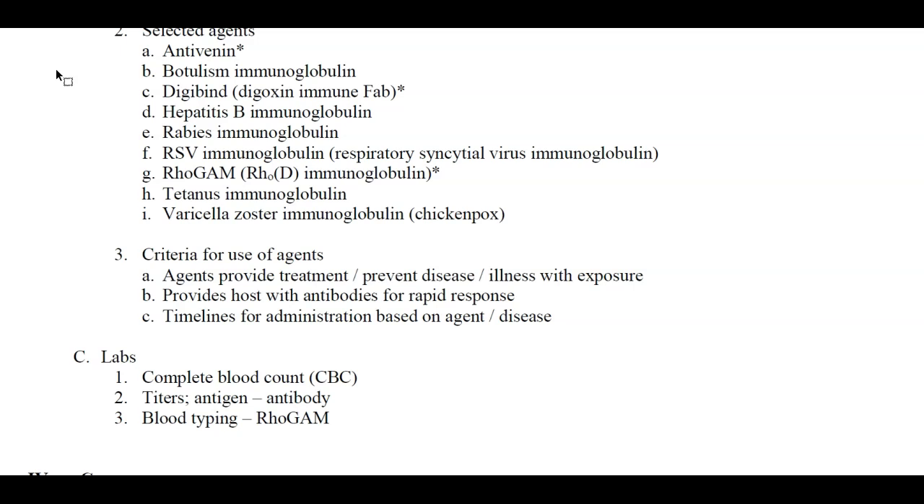There are also labs that we have to monitor depending on what drug or agent we are talking about. If it affects your blood count, we need to monitor our CBC or blood count. Sometimes we may need to check for titers, for antigen, antibody, as well as blood typing, especially when administering RhoGAM, right? Because we want to know, is it positive, negative? Is it type A, B, O, positive, or negative?